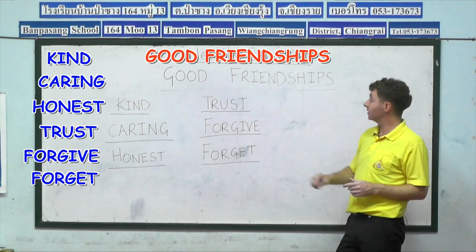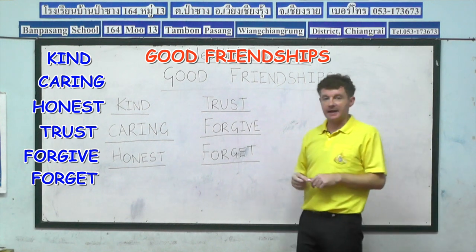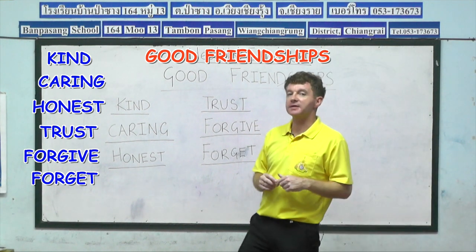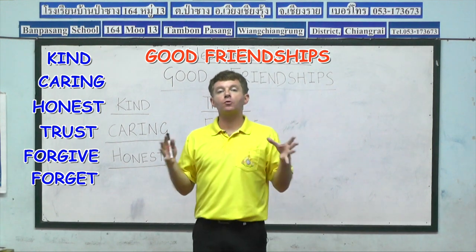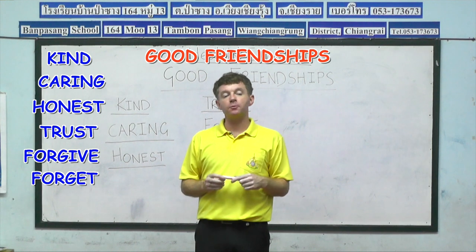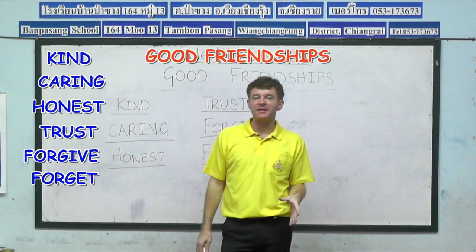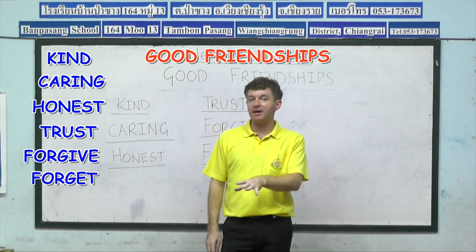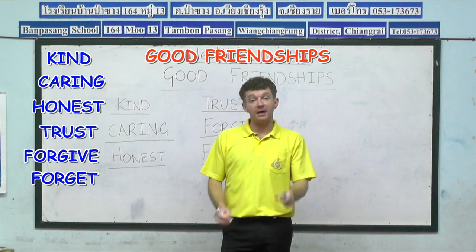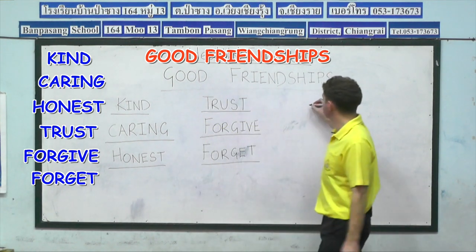So three more important factors in developing good friendships. Trust, forgive, forget. Yes. And another thing that we learned. When we are good friends with somebody, should we talk about our friends to other people behind their back? No. We should never say anything bad or gossip about our friends to other people. Therefore, one word and an important factor in being a good friend, loyal.